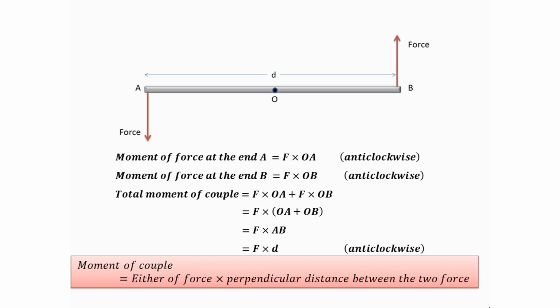Taking F common, you will get F into (OA plus OB). Now from the figure you can see OA plus OB is AB. So it becomes F into AB. So moment of couple is equal to either of the forces multiplied by the perpendicular distance between the two forces.